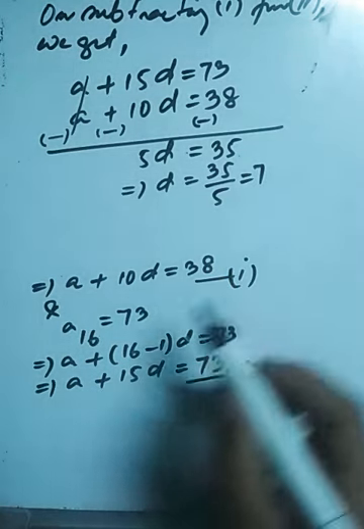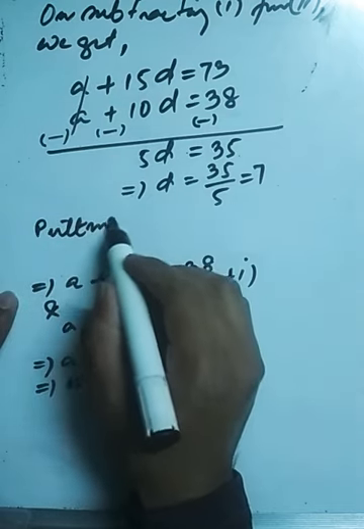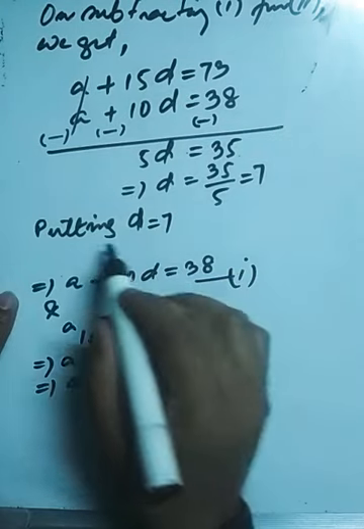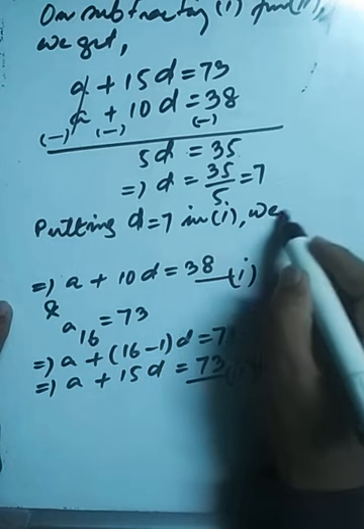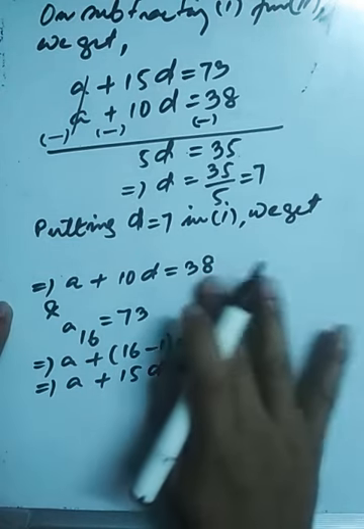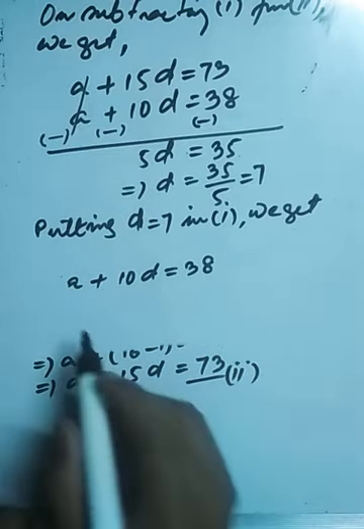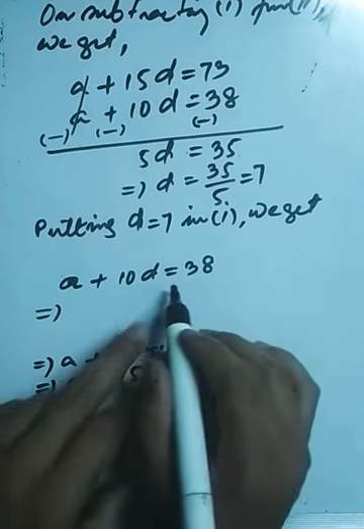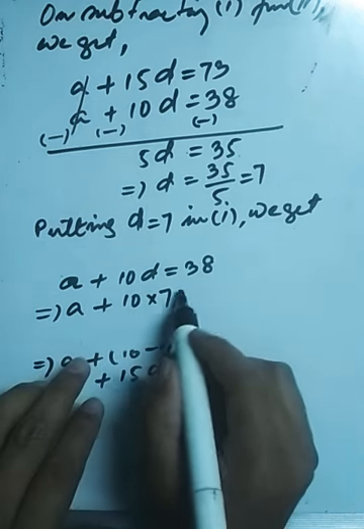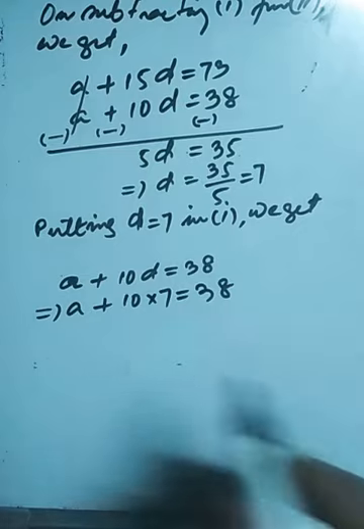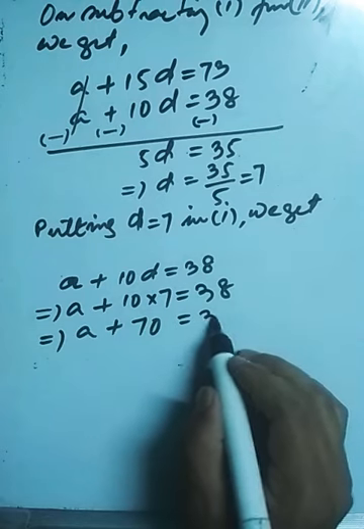So now let us put the value of d in equation 1. So putting d equal to 7, that means putting the value of d equal to 7 in 1, we get. So this is equation 1 actually. So in place of d, we are going to put here 7. So a plus 10 into 7 equal to 38. So here a plus 10 into 7, 70. Now we'll get here 38.